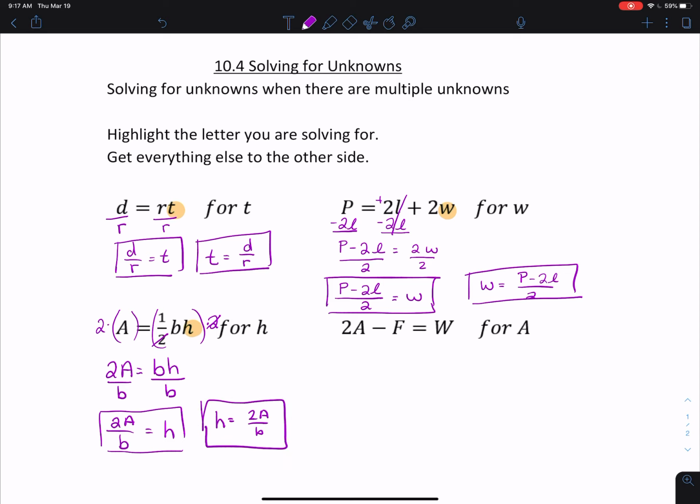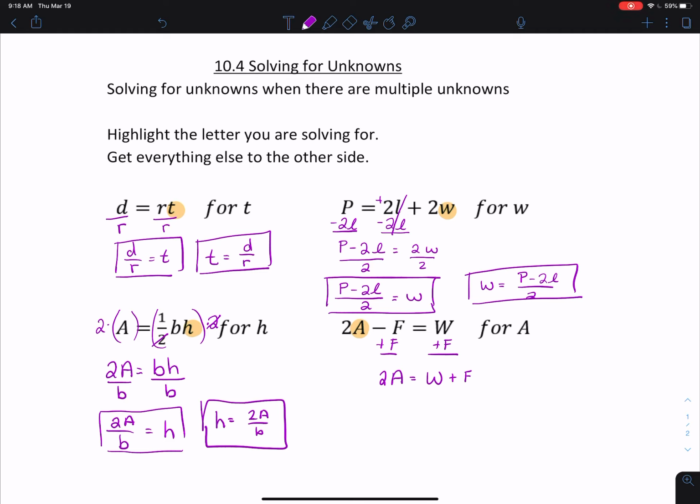If we look at the last example, we have 2a minus f equals w. We're told to solve for a, so our goal is to get that a by itself. I have multiplication and subtraction on the same side as that a, so I need to get rid of that subtraction first. I'm going to add f to both sides. If I do that, I end up with 2a equals w plus f. As before, that w and f are not like terms, so I can't actually combine them.